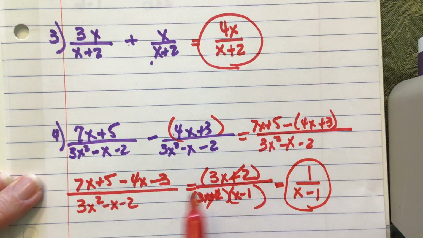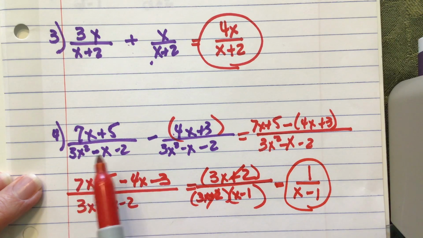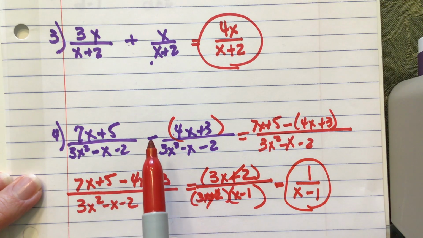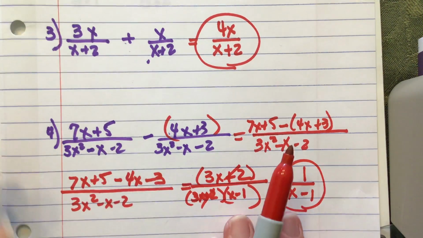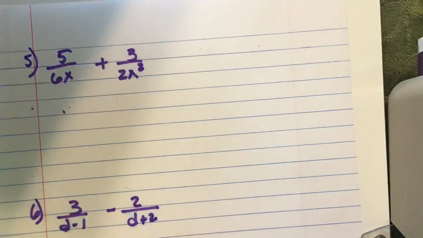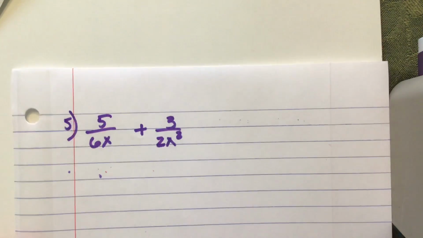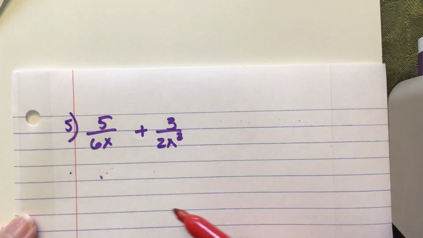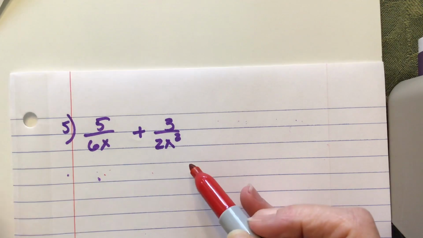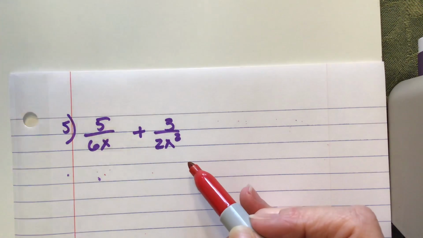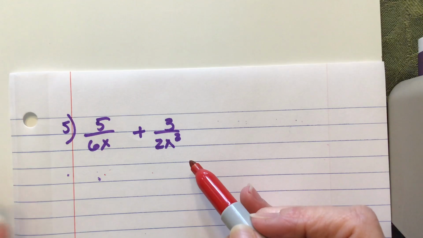So again, I have a common denominator. In this case, I'm subtracting my fraction, so I have to distribute that negative sign, and then I'm going to be careful about my like terms, and then I'm going to factor so that I can cancel something out. So now let's try a couple without a common denominator. My first one is 5/6x plus 3/2x squared. So I need a common denominator.